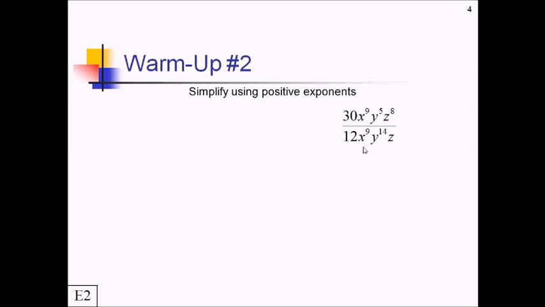So rule to remember, when you're dividing the same base, you have to subtract the exponents. So we'll have a 5 on the top, 2 on the bottom, and we'll have x to the 9 minus 9, which is x to the 0, y to the 5 minus 14, which is y to the negative 9, and z to the 8 minus, invisible 1, sneaky, so that's z to the 7th.